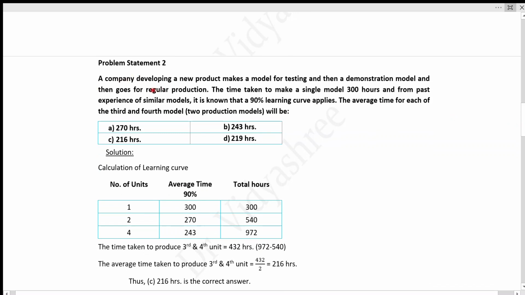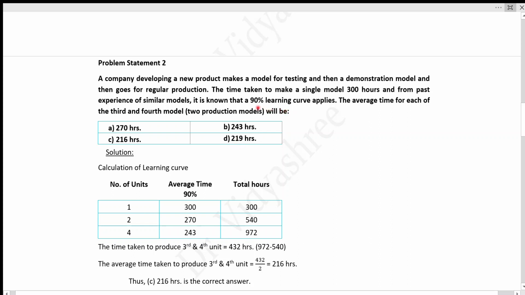Problem statement 2. A company developing a new product makes a model for testing and then a demonstration model and then goes for regular production. The time taken to make a single model is 300 hours, and from past experience of similar models, it is known that a 90% learning curve applies. The average time for each of the third and fourth model, that is two production models, will be, so four options are given: 270, 216, 243 and 290.